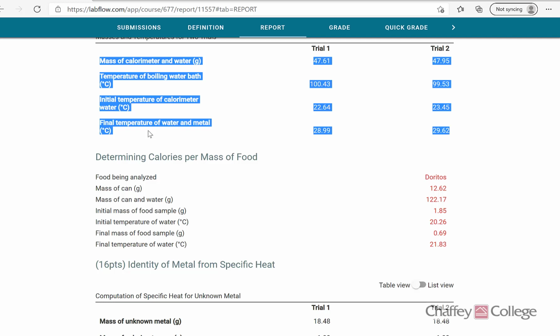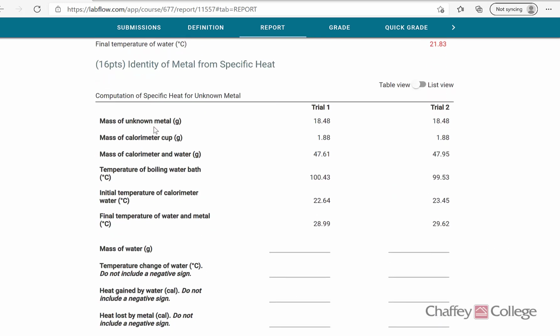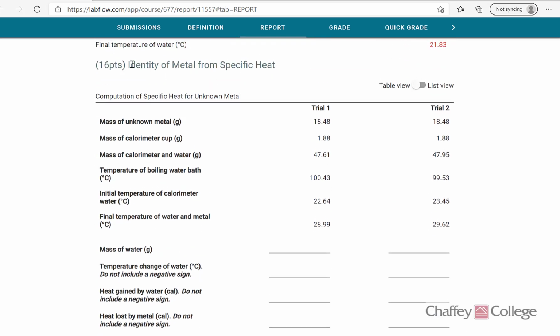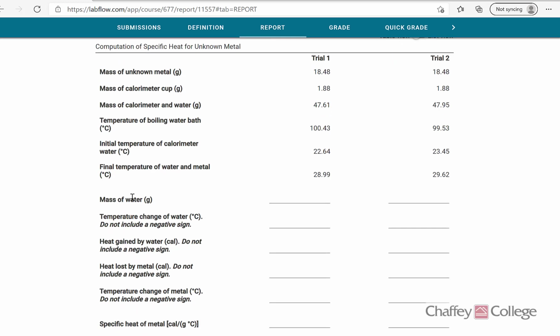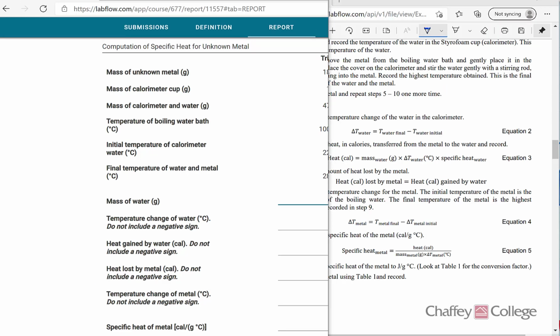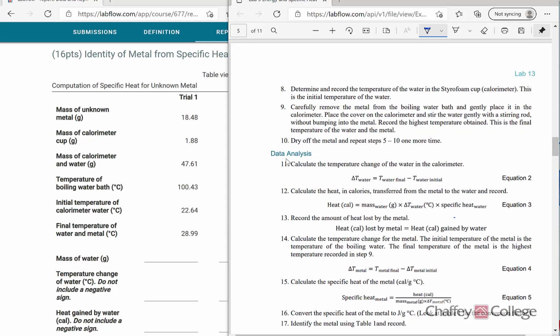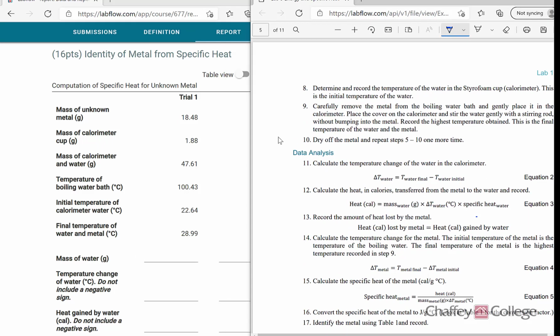So let's go over the calculation part. For calculation, we need to identify the metal from the specific heat. It means we need to first find the specific heat, and then compare the specific heat value to the table given in the PDF file and identify what the metal is. These are the numbers which were given to us, and now we need to do calculations. Let me pull up the PDF file also. In the PDF file, the data analysis is given here. So let's have both of these files side by side.